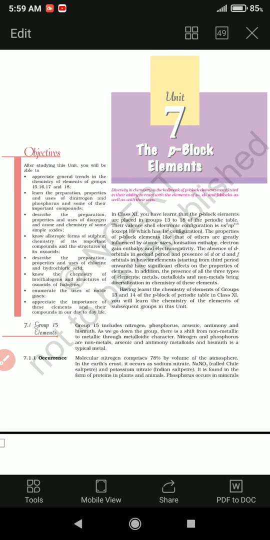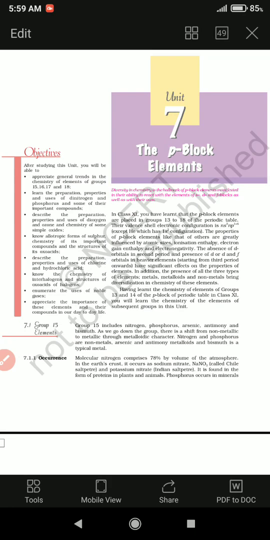So successfully we completed 5 chapters, and this is P block elements. Now we are going to see that. We already studied the types of elements and the blocks of elements in our previous classes. So now we are going to see about the P block elements.